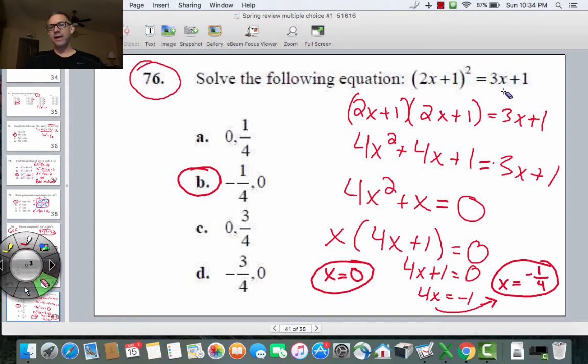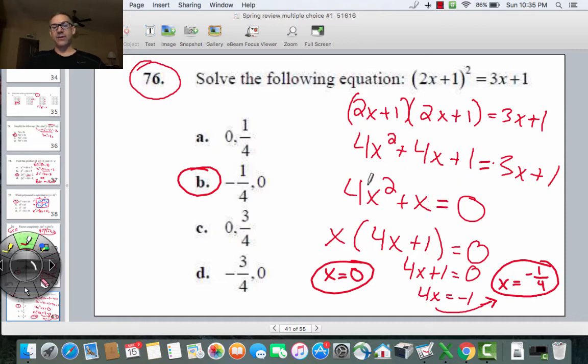Okay, this is a pretty hefty one. We want to multiply these two together, so 2x plus 1 times 2x plus 1. When you distribute this, you get 4x squared plus 4x plus 1 once you do the outer and the inner there. And then you want to slide everything to the left-hand side. So if you subtract 3x from this side and 3x from this side, you're going to get x. And then subtract 1, that will disappear.